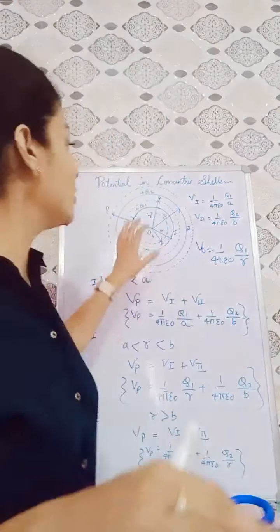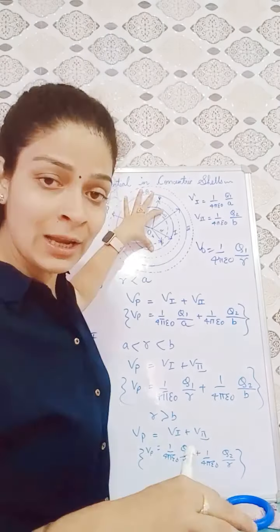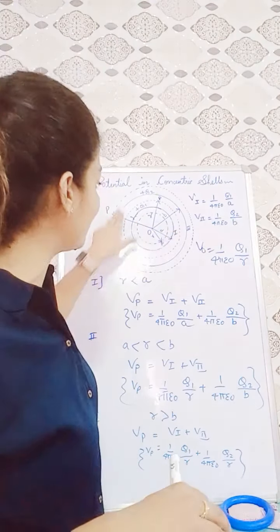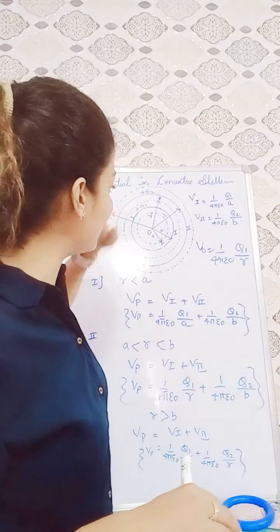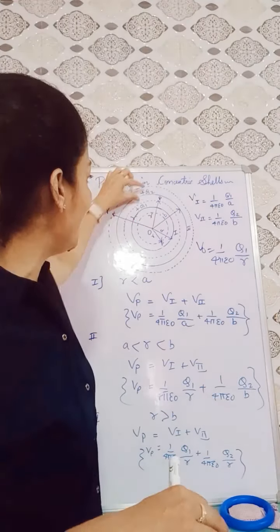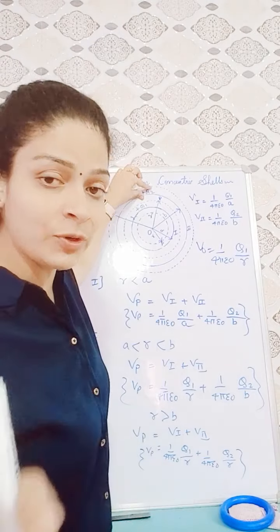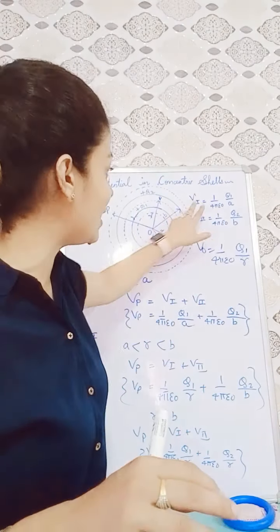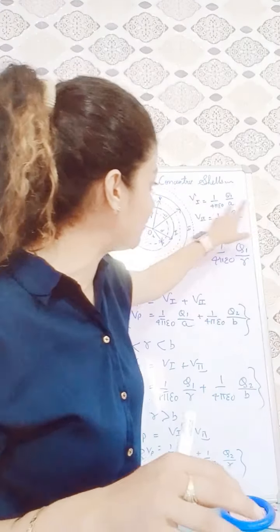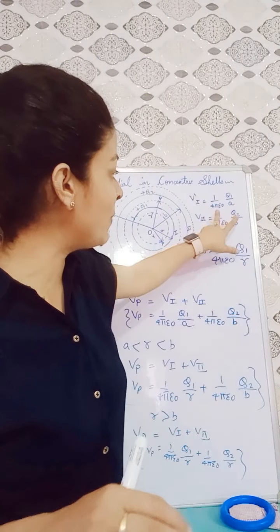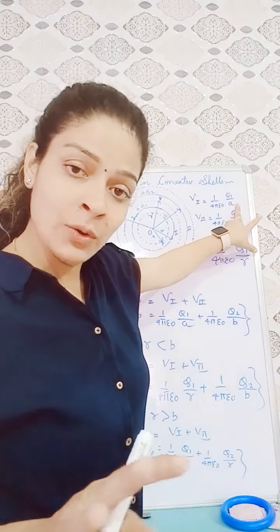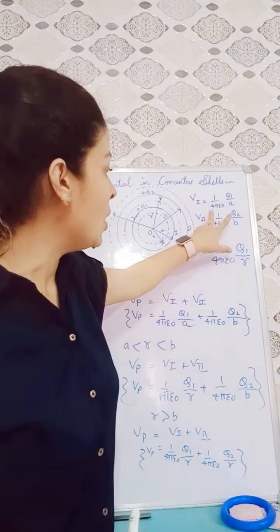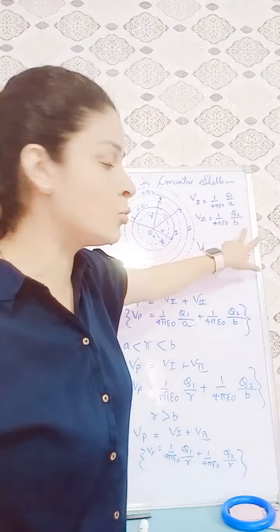So look here, all of you. This is the first shell and the radius is small a. q1 charge is distributed on the surface of this shell, and this is the second spherical shell. The radius is small b and the q2 charge is distributed on the surface of this shell. Now we know that if we consider the first shell, then the potential on the surface of the first shell will be 1 upon 4 pi epsilon naught q1 by a, and for the second shell, the potential on the surface of the second shell will be 1 upon 4 pi epsilon naught q2 by b.